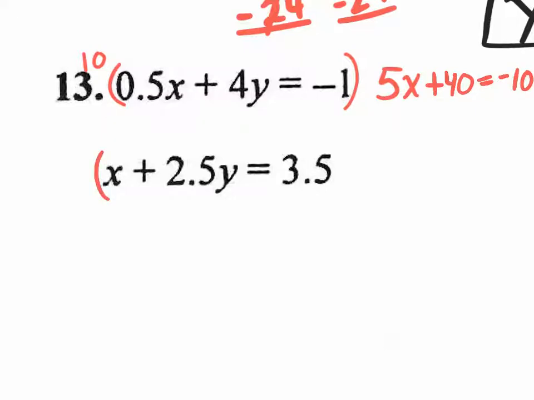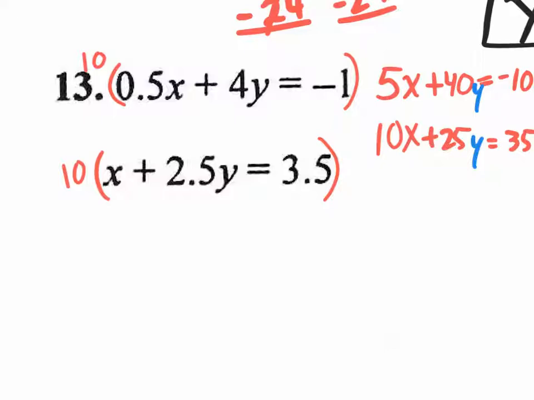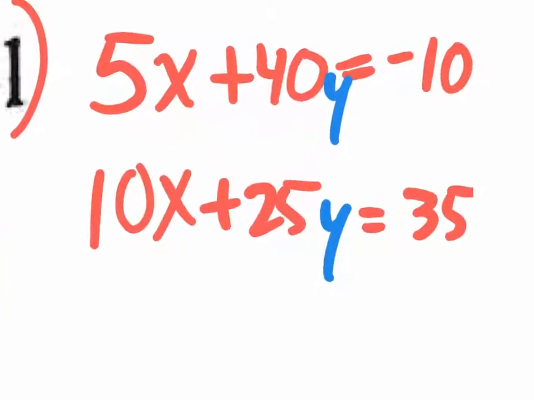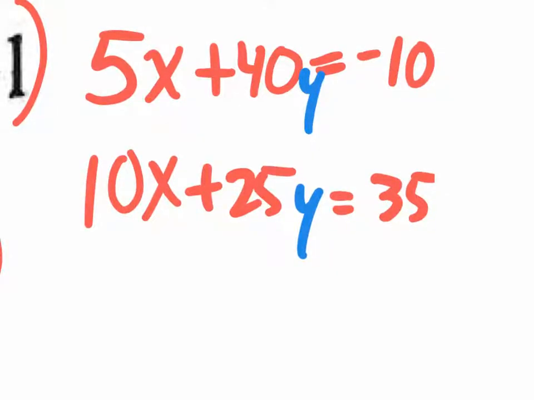We're going to do the same to the bottom equation. We're going to multiply everything by 10. That'll give us 10x plus 25. Oh, wait a minute. I forgot the y up here on the 40y. Sorry. So on the bottom we have 25y. I'll stay consistent making that blue y. Equals 35. So what we did was we took an ugly looking decimal system and made it into nice integers, positive and negative numbers, no more decimals.